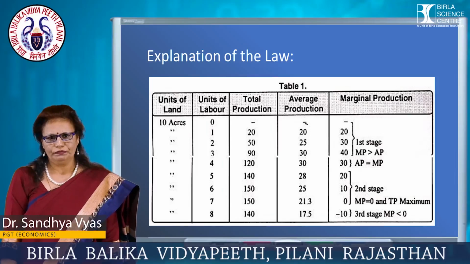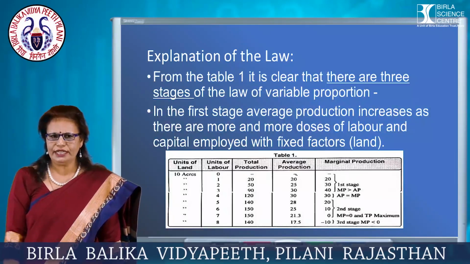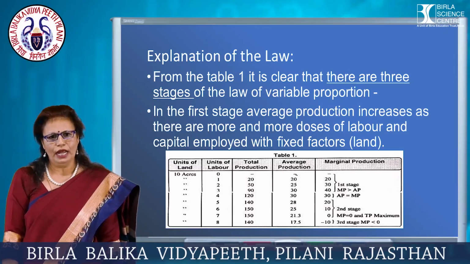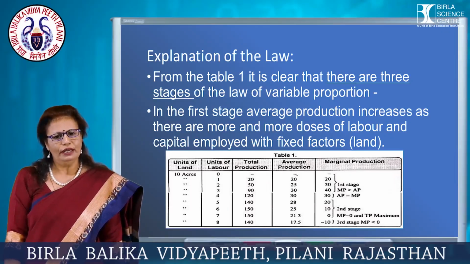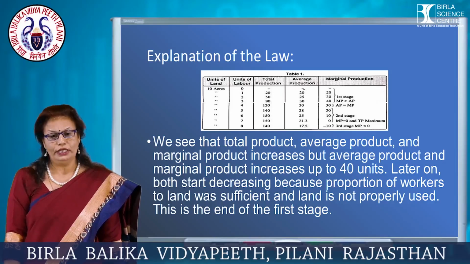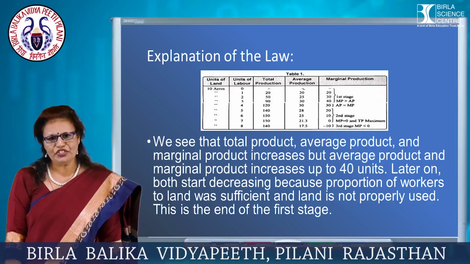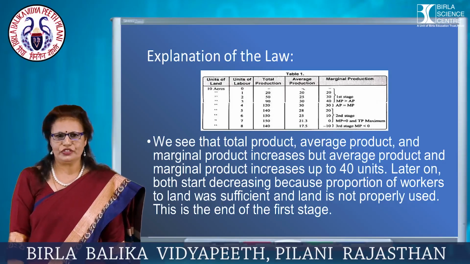So from the table, it's quite clear that there are three stages of the law of variable proportions. In the first stage, average product increases as there are more and more doses of labor and capital employed with the fixed factor land. We see that total product, average product and marginal product increase, but average product and marginal product increase up to 40 units. Later on, both start decreasing because the proportion of the workers to land was sufficient and land is not properly used. This is the end of the first stage.